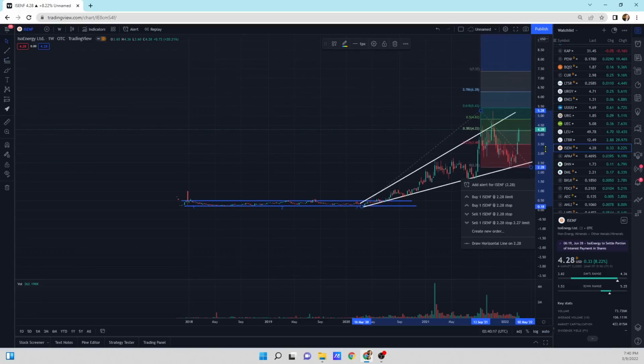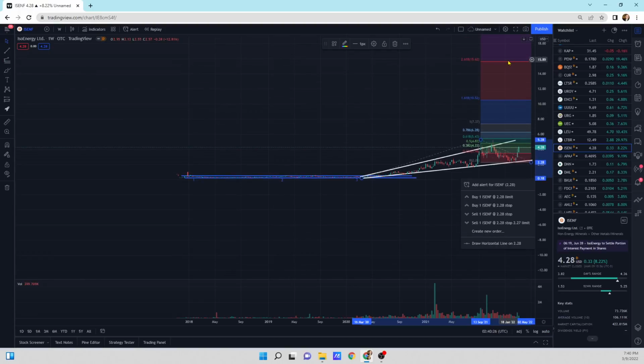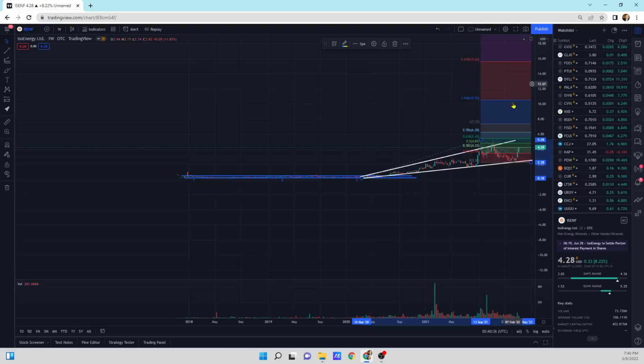So we're at $4.28. The 1.618 is at 10.70, and then the 2.618 is at $15. So yeah, it's got some good juice left in this. Good juice to squeeze left in it, if it were to do that.